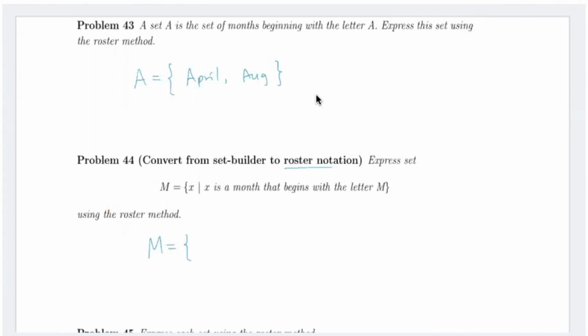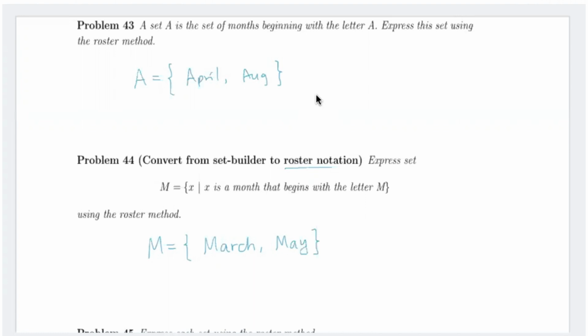Olivia, what's M equal to? I said M equal to March and May. March and May. Excellent. So that's how we write it. Any questions about word description, roster method, and set builder notation? We slowly get into the idea of doing this. Roster method, we list out all the elements. Set builder notation, we represent one element. And the word description, we write in words.